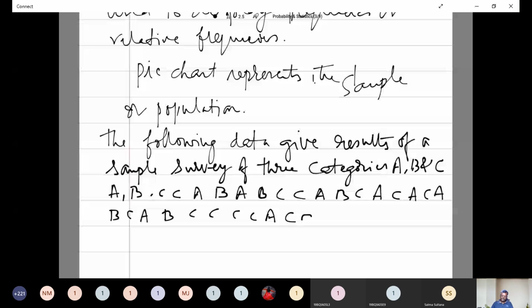How many elements are there totally? 1, 2, 3, 4, 5, 6, 7, 8, 9, 10, 11, 12, 13, 14, 15, 16, 17, 18, 19, 20, 21, 22, 23, 24, 25, 26, 27, 28, 29, 30. That means total values are 30.